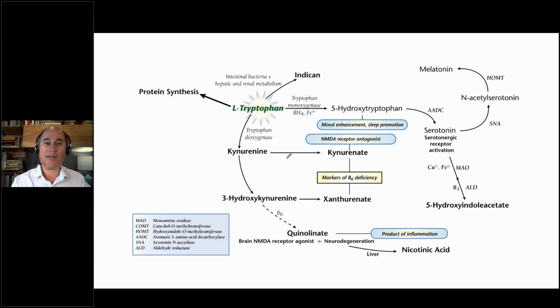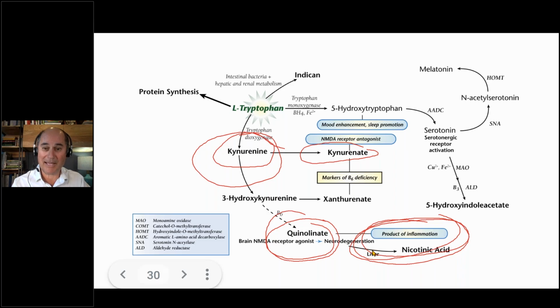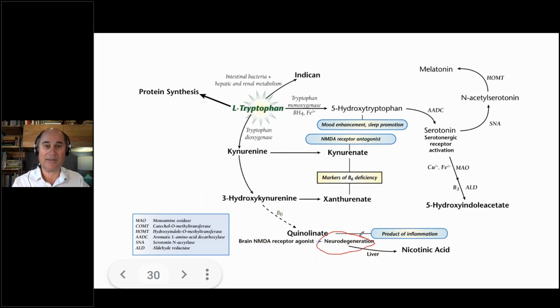Here's our kynurenate pathway. And here's quinolinate down here. So when the body is inflamed, from gut infections, from neurotoxins, then this pathway feeds down. See, quinolinate is a product of inflammation, at the bottom there. And what does that cause? Really bad stuff, like neurodegeneration.